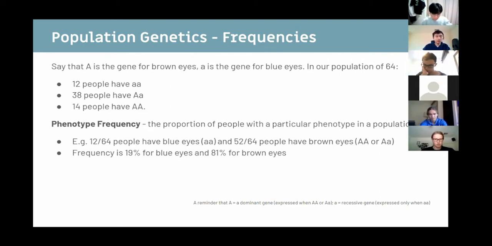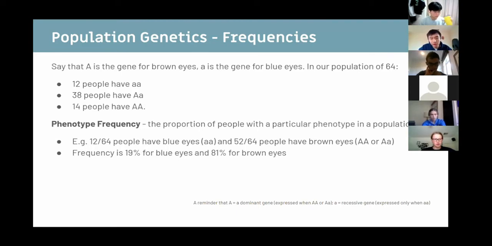So say that capital A, or big A, is a gene for brown eyes and little a is a gene for blue eyes, and pretend we have a population of 64, which isn't that big, but it's an example. So let's say 12 people have little a little a, 38 people have big A little a, and 14 people have big A big A. The phenotype is the physical manifestation of the trait, right? So the 12 people with little a little a will have blue eyes, and the 38 and the 14 people, because they have a big A, which is dominant, all have brown eyes.